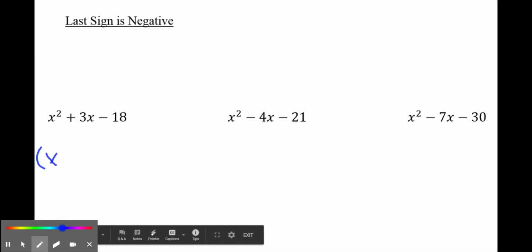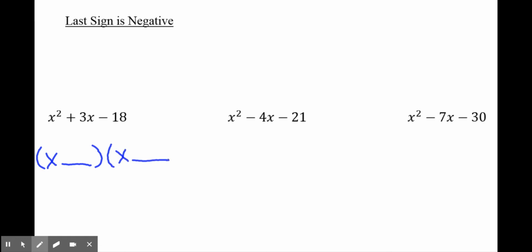So here we have x blank, x blank, two numbers that multiply to give you 18, but subtract to give you 3. I know 6 times 3 gives me 18, but 6 minus 3 is 3. So 6 and 3. The larger number gets the middle sign, which is positive. The other one is the opposite of it, which is negative.